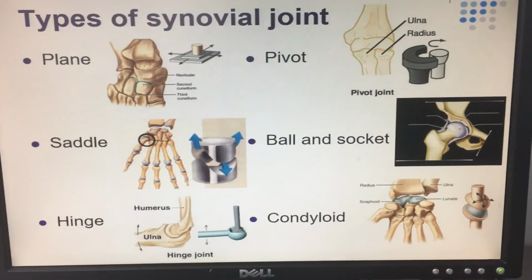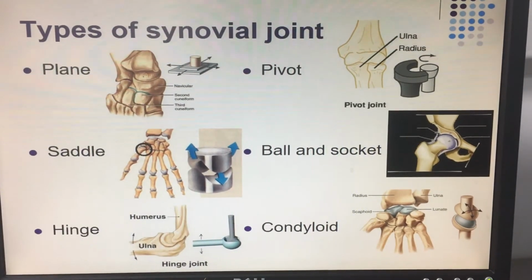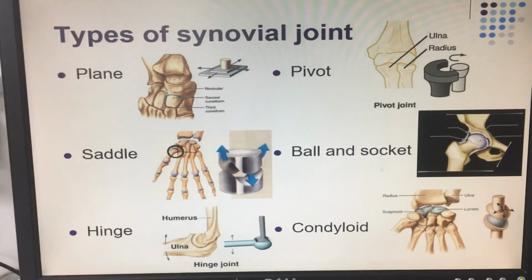So there are our 6 major types of synovial joint, structures of which allow for the different types of movement that we have. And we'll take a bit of a closer look at those movements next time.